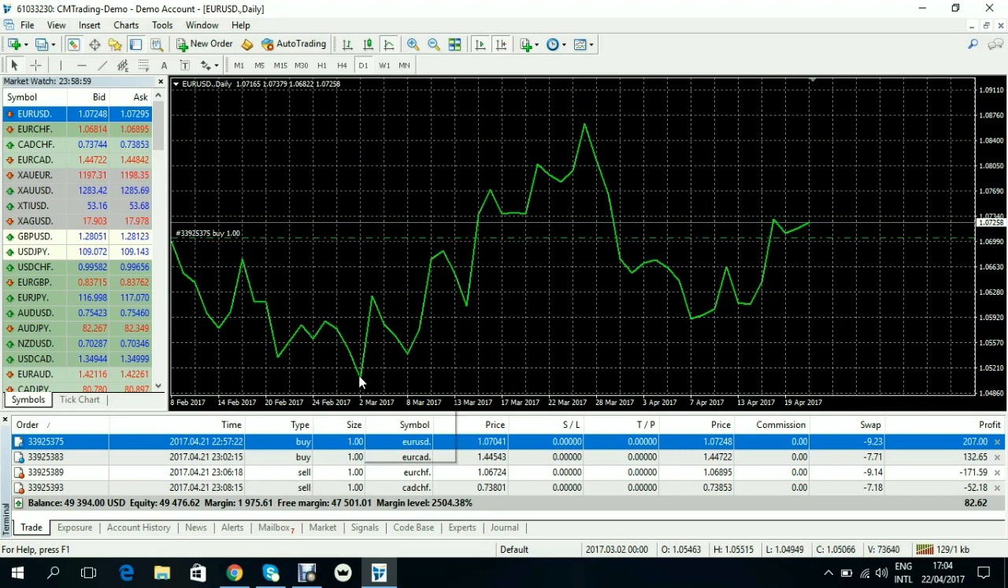and so the support is where the price gets stopped or reversed from a downward trend. Okay, let's see, this is a support, this is a support, and this is a support. So here is a support.